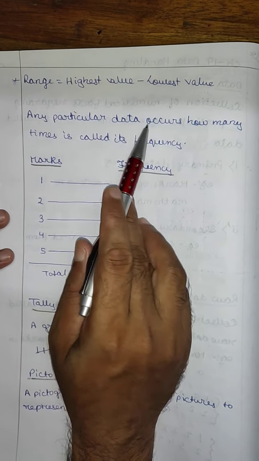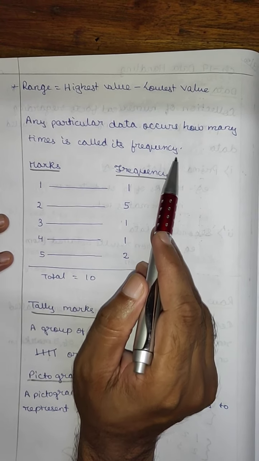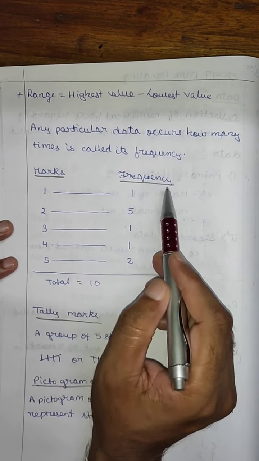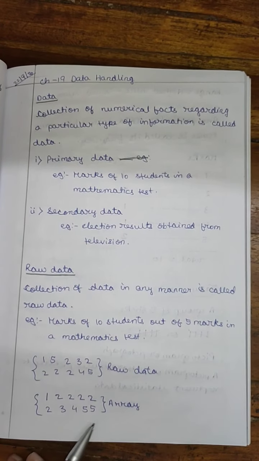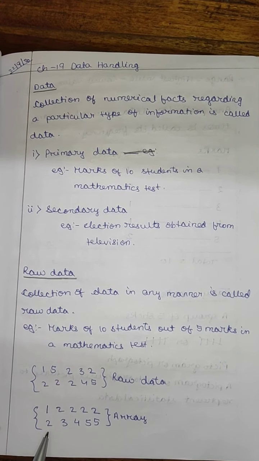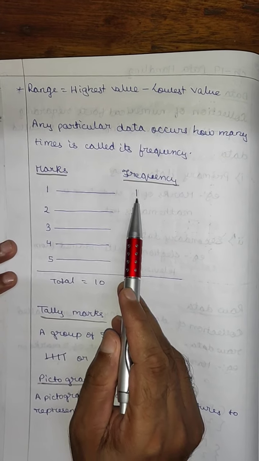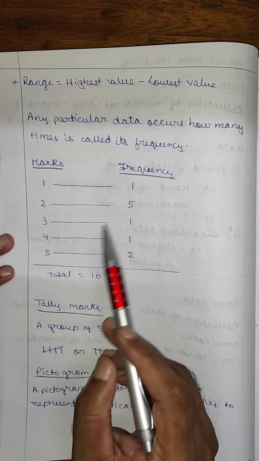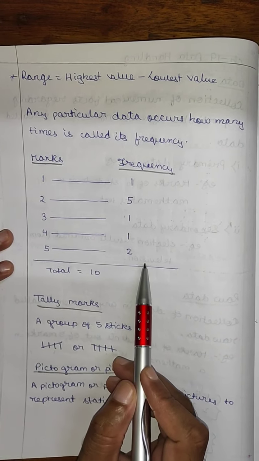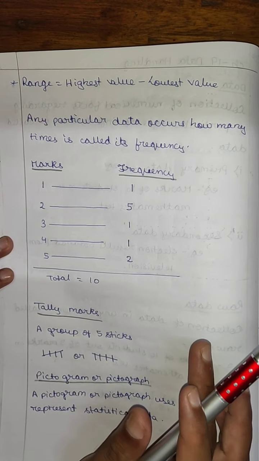Again remember, how many times any particular data occurs is called its frequency. Any particular number occurs how many times. So marks and frequency. In my collection, I have the marks 1, 2, 3, 4, 5. 1 I have 1 time, so frequency of 1 is 1. 2 I have 5 times, frequency will be 5. 3 1 time, 4 1 time, 5 2 times. Total 10.